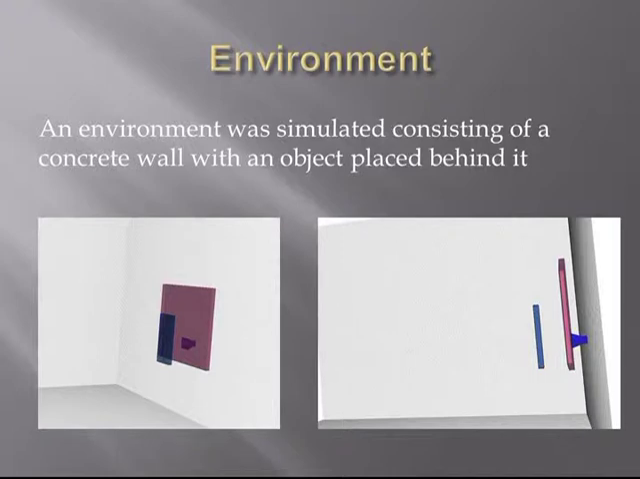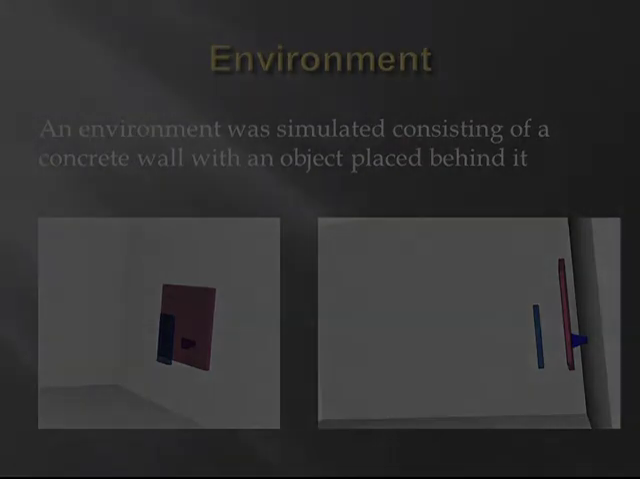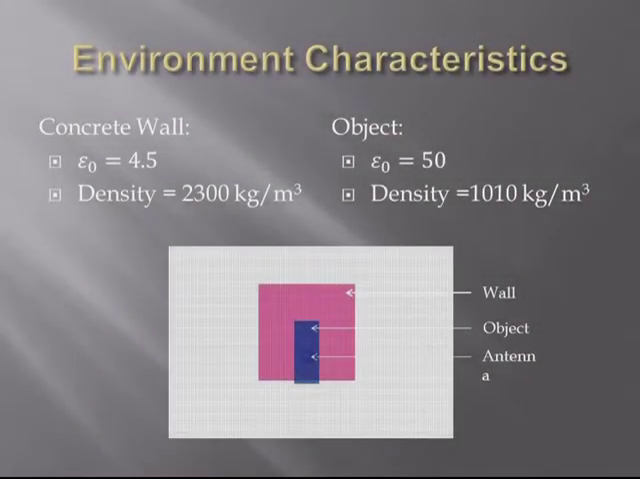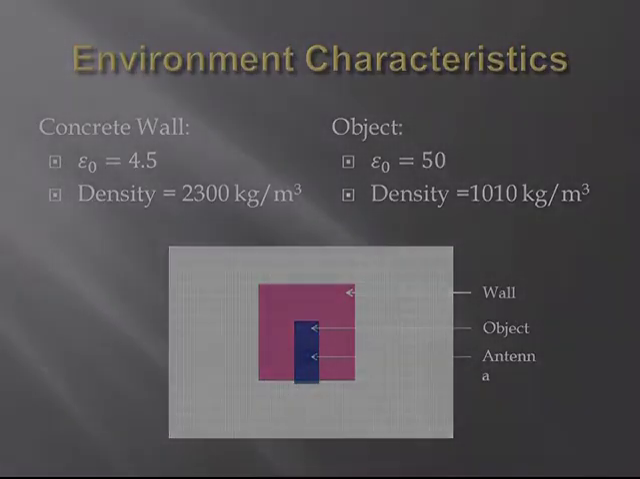Our object was placed at a distance that wasn't too far, as otherwise there would be a small difference in the S parameters because little signal would bounce back. After some research, we came to decide on the parameters that we would assign both our wall and our object, so that they would be similar to that of real life. We chose the concrete wall to have an epsilon naught value of 4.5 and a density of 2300 kg per meter cubed, whereas our object was given an epsilon naught of 50 and a density of 1010 kg per meter cubed.